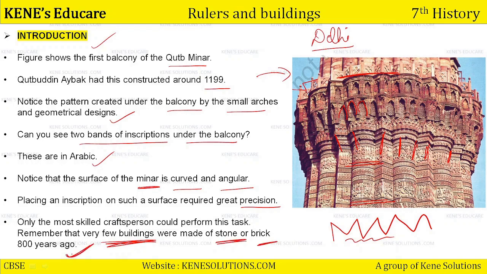Very few buildings were there जो stone or brick से बनती थी around 800 years ago during the time of Delhi Sultanate in India. Delhi Sultanate. Why Delhi Sultanate? Because this Qutub Minar is built by Qutbuddin Aibak, who started the Delhi Sultanate in India, who was the founder of the Mamluk dynasty.